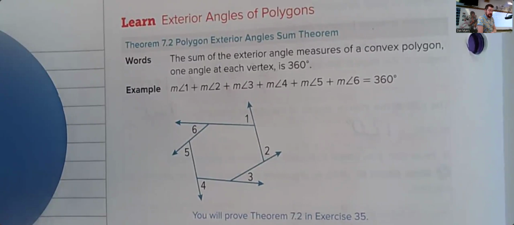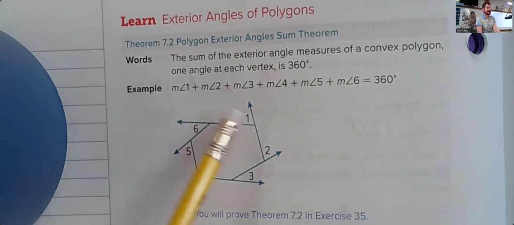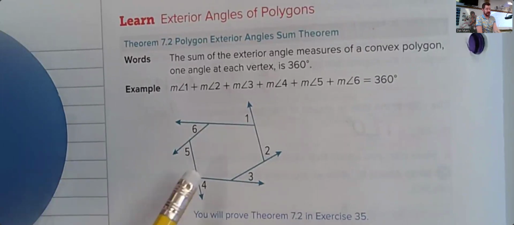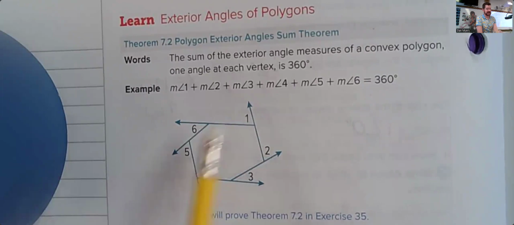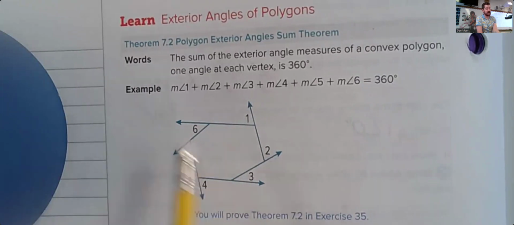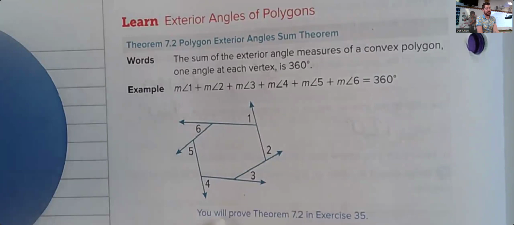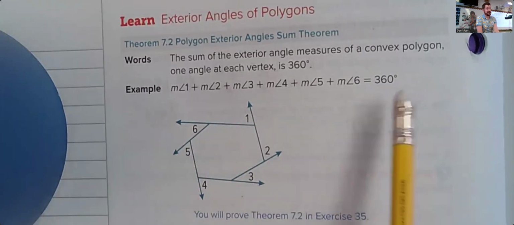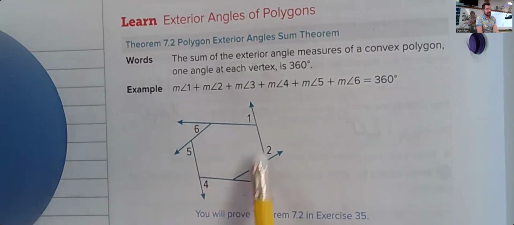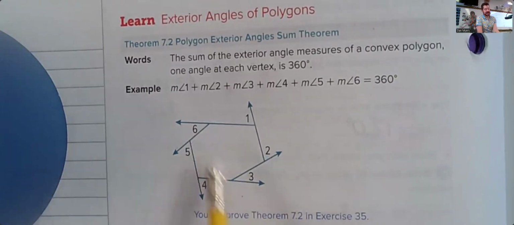So let's take a look at example 4. Exterior. Okay. So every angle here, 1, 2, 3, 4, 5, and 6, they are all outside of that shape. None of them are on the interior of the hexagon. All 6 of these are outside. And so all those 6 angles add up to 360. The ones on the inside add up to 720, but the ones on the outside add up to 360. Always.